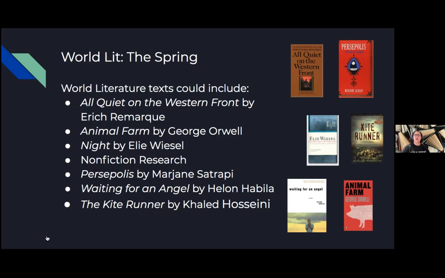Waiting for an Angel by Helon Habila is about a young man, a journalist, who has to figure out what happens during a Nigerian coup. And then The Kite Runner by Khaled Hosseini, a young man who in the 90s comes to terms with what he did in the 70s to his best friend.